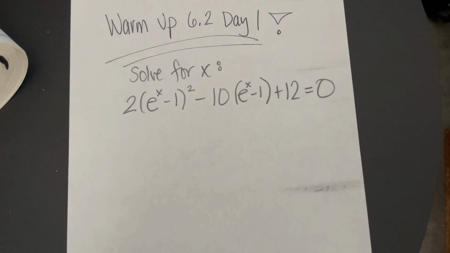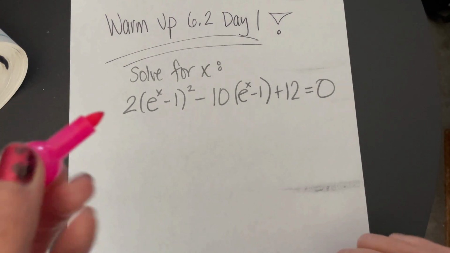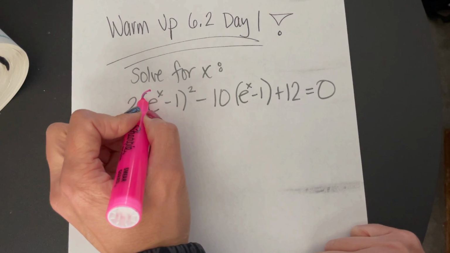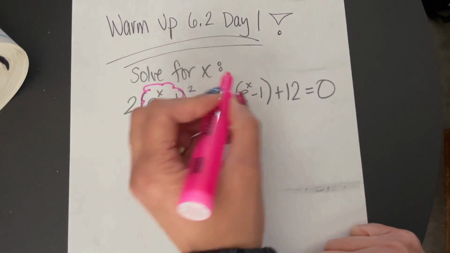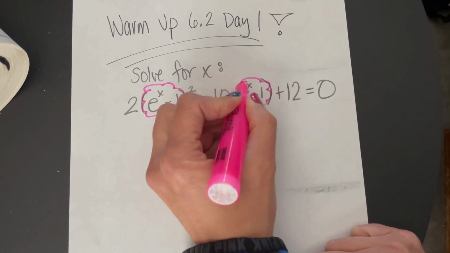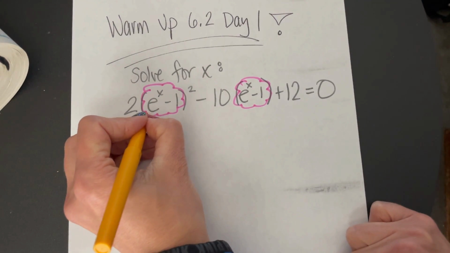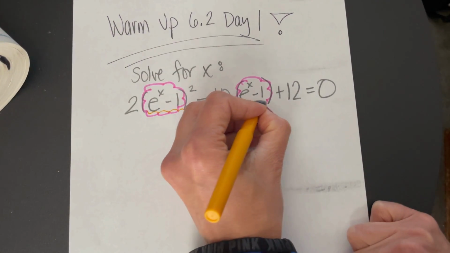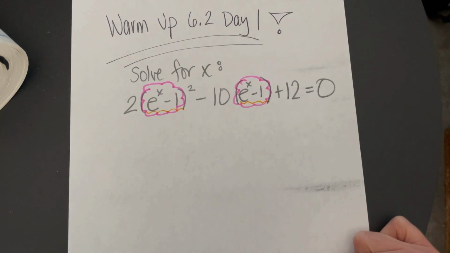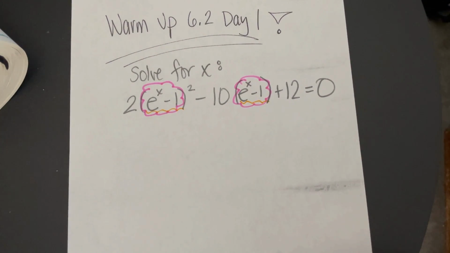I do want you guys to try this on your own, but I'm going to give you some hints here. I want you to pay attention to this e to the x minus 1 here, and this one here. My suggestion for solving for x is to make this simpler. E to the x minus 1 looks kind of crazy. Can you replace that with something for now and then put it back in at the end so that you could solve for x? Can you figure it out?